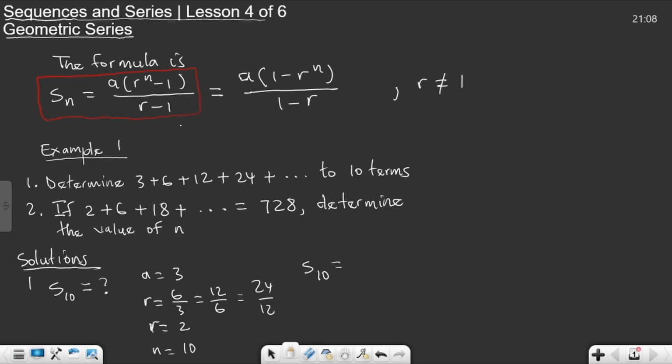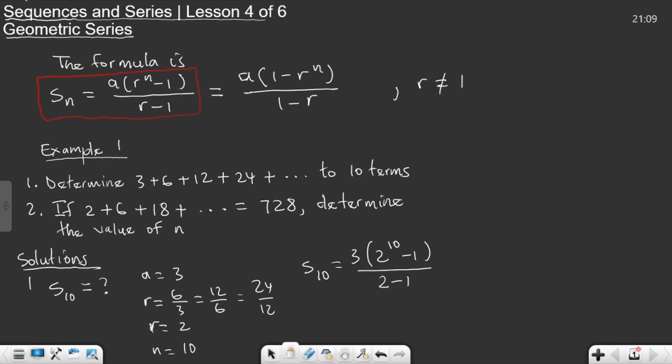Okay, what is the answer? So we're plugging in the values. What is A? It's 3. What is R? We calculated R. It's 2 to the power of n. What is n? 10, minus 1, over, what is R? 2 minus 1. This one.